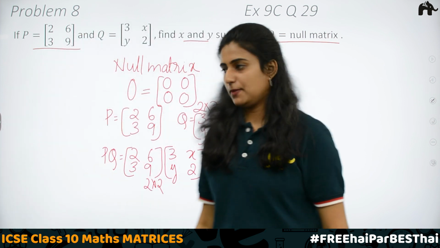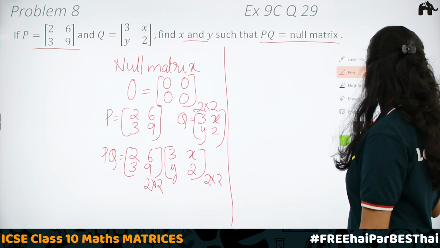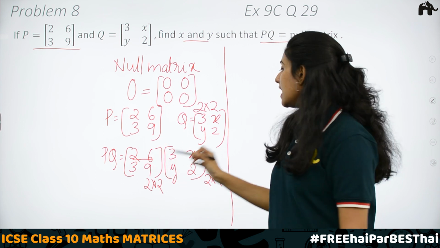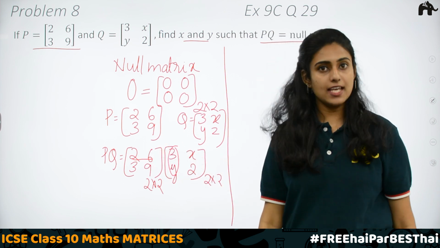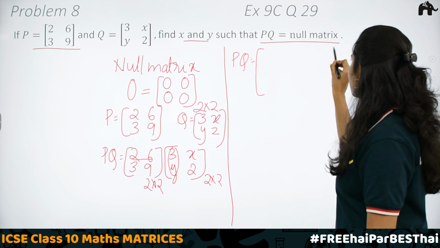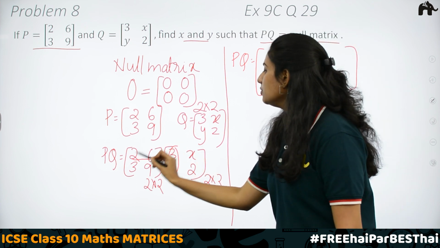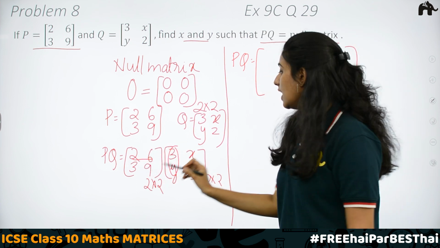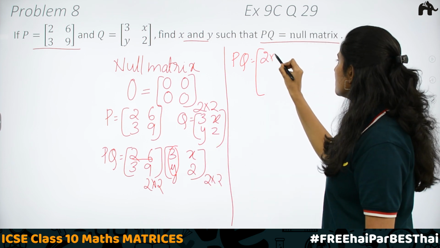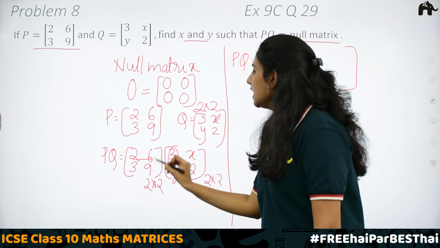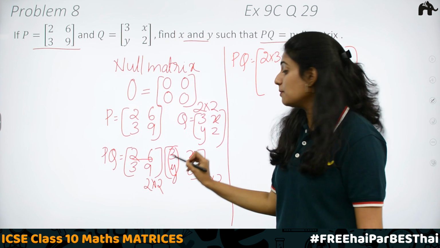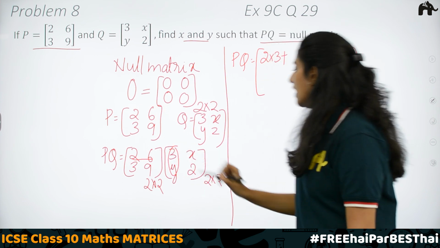Now we will perform the multiplication. Considering the first row of the first matrix and the first column of the second matrix, what do we get? To get the first element, here we have 2 into 3, that is the first element of first row and the first element of the first column of the second matrix. 2 into 3 plus second element of first row of the first matrix, second element of the first column of the second matrix, 6 into y, 6y.